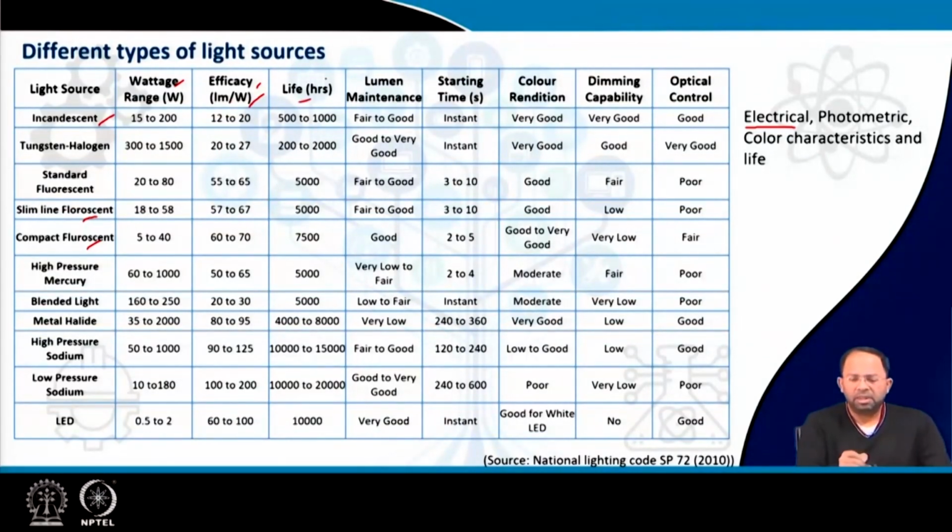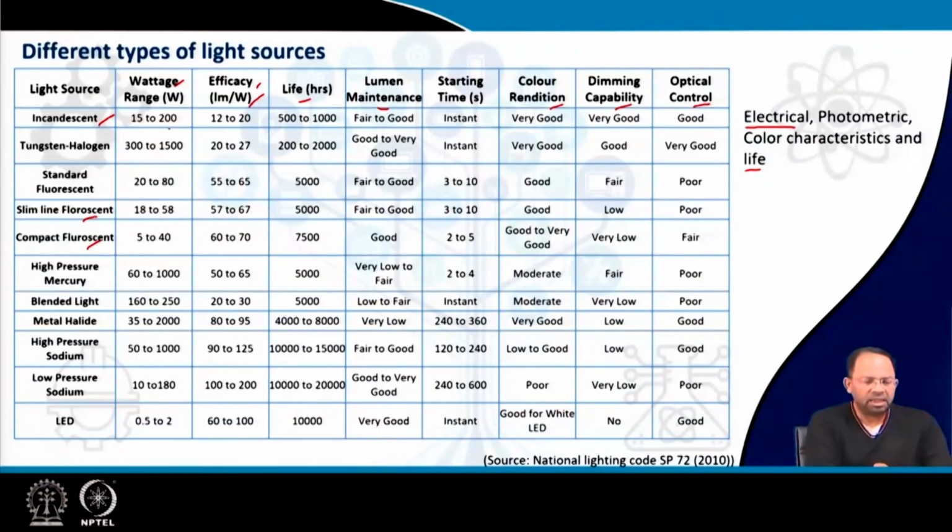Then we talk about the life hours of the light. If the life hours is more, then it doesn't require replacement pretty often. Lumen maintenance means how good the quality or the amount of light remains throughout the life cycle of this light. If it falls down, then of course we have to replace it. Then starting time: in case it goes off, how much time it takes to come back. Suppose there is a power cut, immediately after the power comes back, how long does it take for the light to come back. Color rendition, how good things look under this particular light. Dimming capability, optical control, these are different parameters.